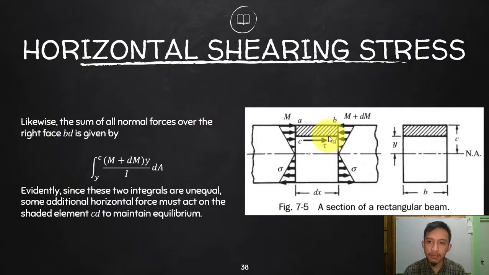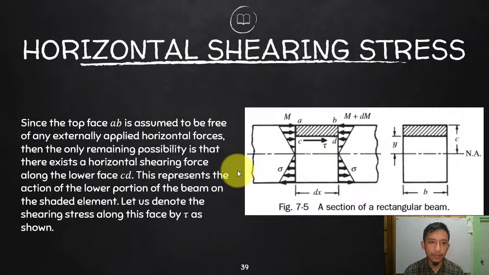Likewise, the same thing on the other side, BD. It is the same thing, but this time your moment will become M plus dM. To make that a concentrated force, all you need to do is multiply that by the differential area, so that you make this a concentrated force on the side BD.